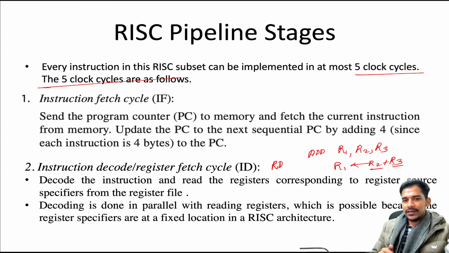That means in the second cycle, you are fetching the operands from the registers. And remember this: if one of the operands is in memory, it will not be fetched in this cycle. In this cycle you only fetch the operands which are available in the registers, right? You will not access the memory in this cycle. For accessing the memory, we have a different cycle.